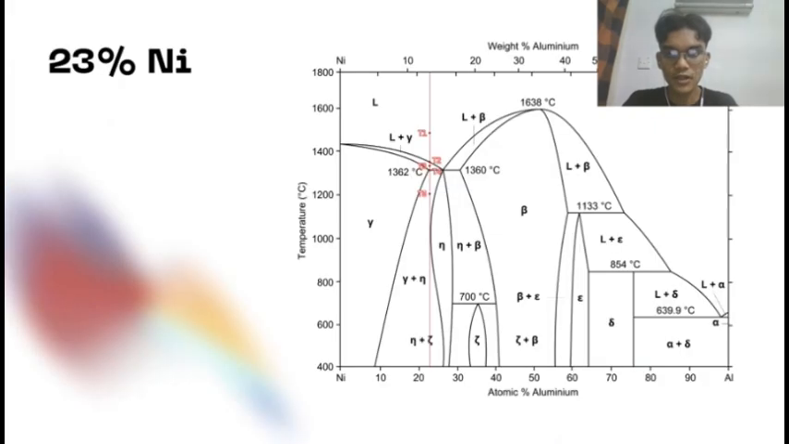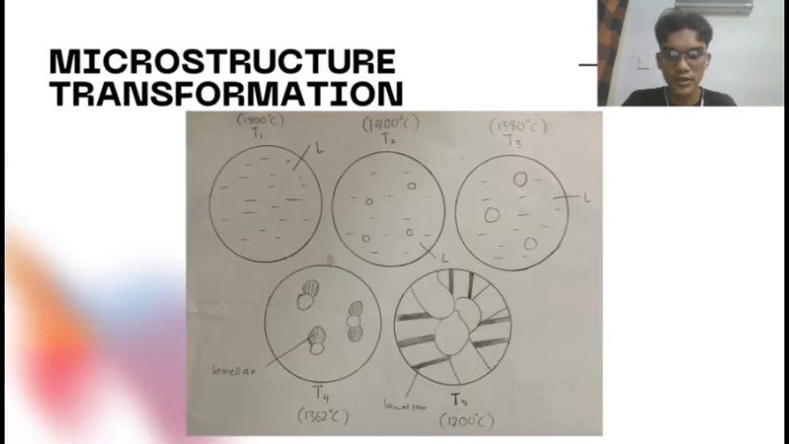So this is the first section of the phase diagram, which is at 23% nickel in the nickel aluminum alloy. Here we can see that we have five important points at this percentage. You can see the T1, T2, T3, T4, and T5 points. At T1, 1500 degrees Celsius, it is still in the liquid phase.